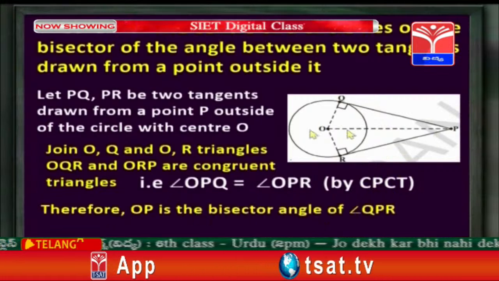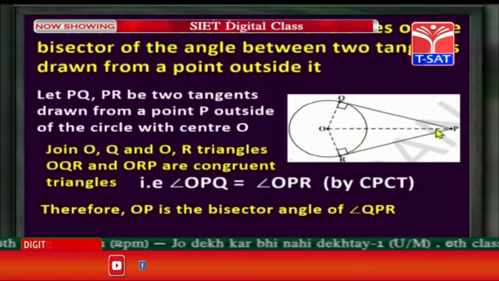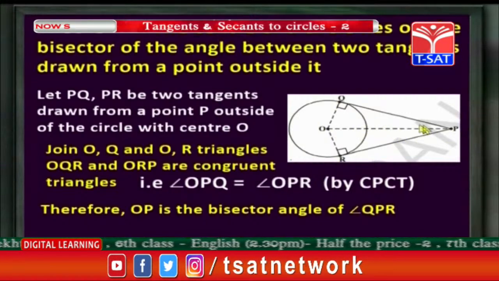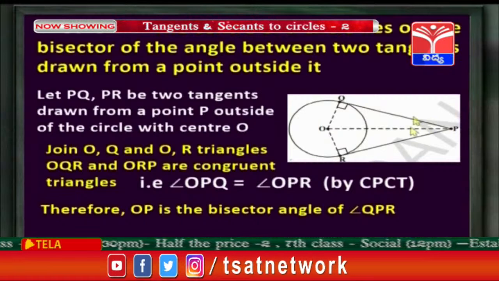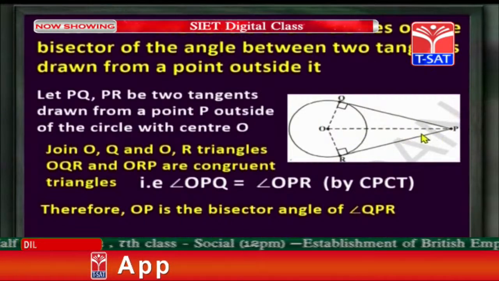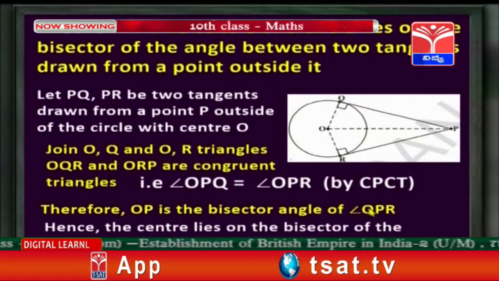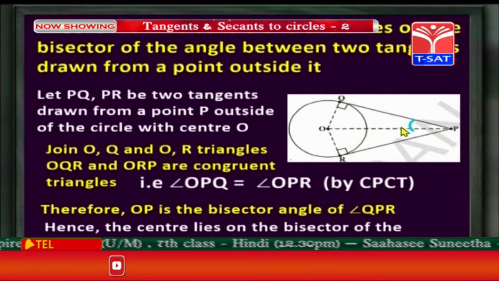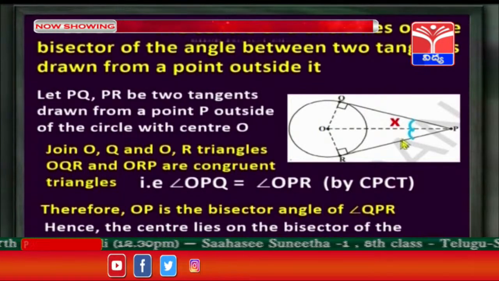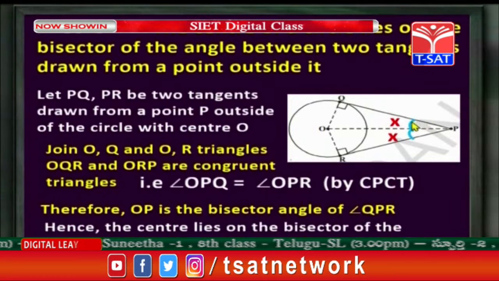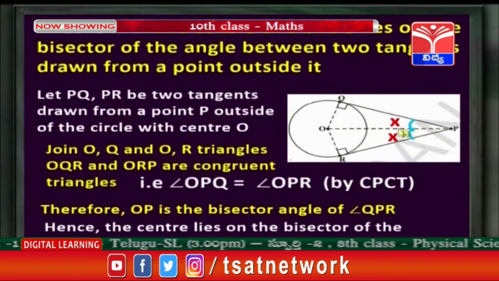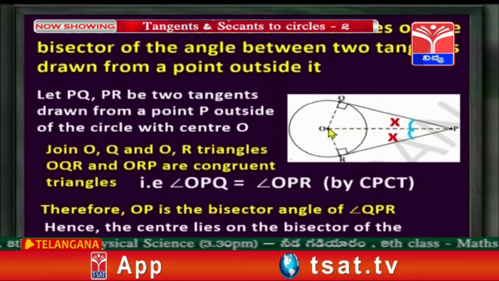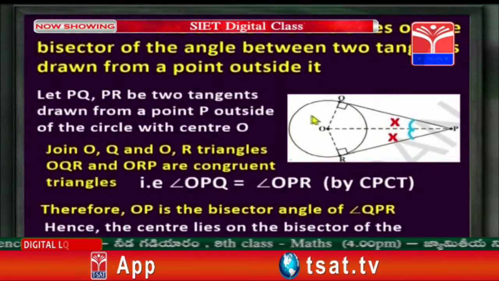Therefore, OP is the bisector of angle QPR. So, angle QPR, the total angle P, is bisected by OP. Hence the center lies on the bisector of the angle between the two tangents. So, say this angle is x, and this other angle is also equal. Suppose the total angle is 2x, this line divides it into two equal angles, x and x, and this line always passes through the center of the circle.